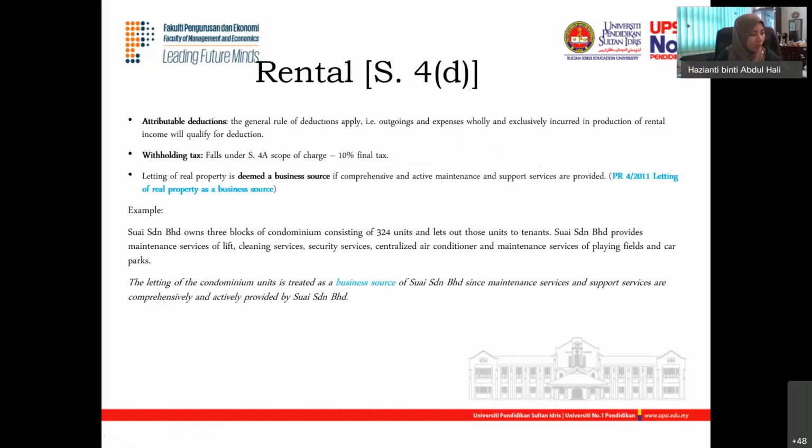Alright, for rental, again, we have attributable deductions. For example, you own a house, you rent it out, and then one day you have to change the tiles, you have to change the roof, you have to repaint the house, or you have to renovate the kitchen, for example. So these are some of the attributable deductions. You can deduct these expenses from your rental income and your rental income will be lower. So when your rental income is lower, eventually your tax charge will be lower.